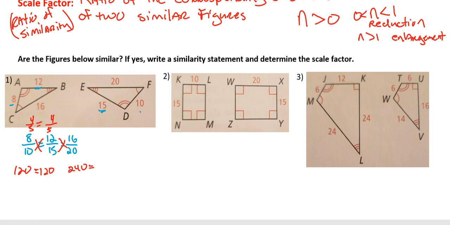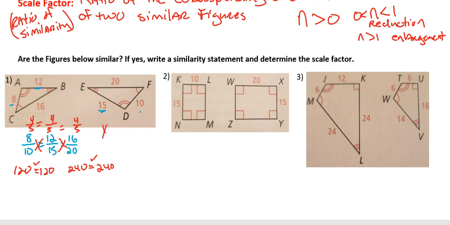And 15 times 8 is also 240. I'm sorry, 15 times 16 is also 240. So the cross products work. And again, this also reduces to 4 over 5. So if you're good with reducing, you can just reduce it out and show that they're similar, or you could do the cross products. So the answer would be yes here.